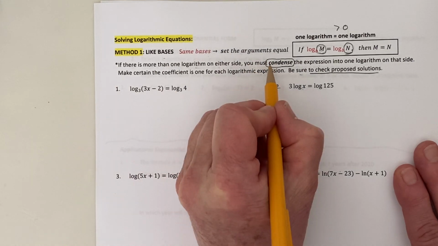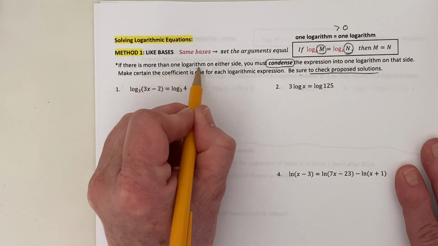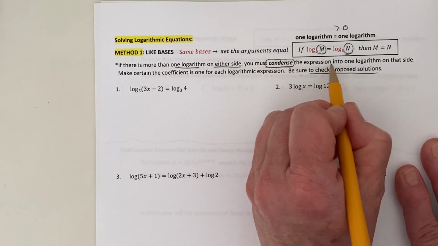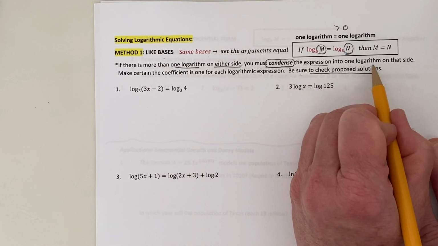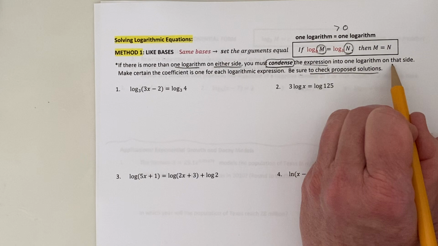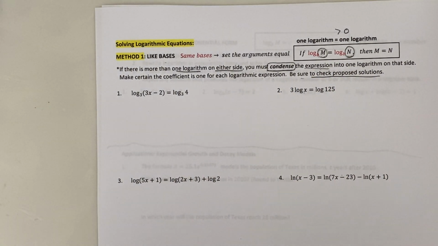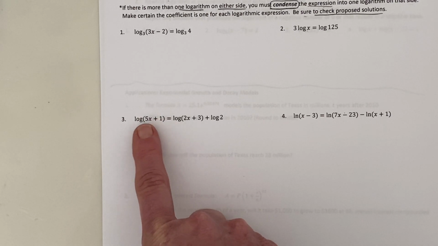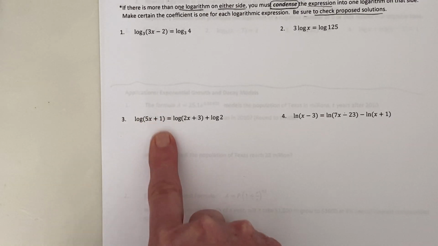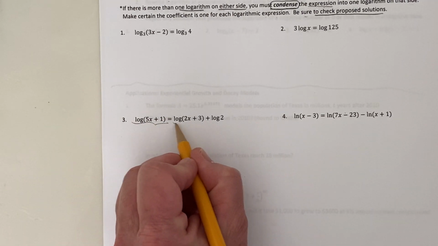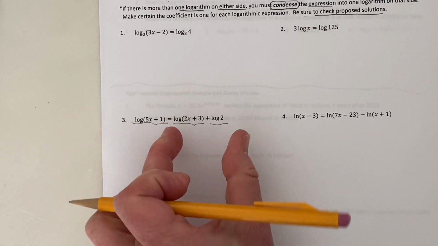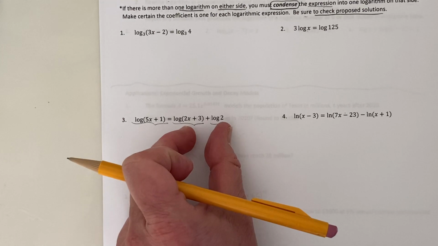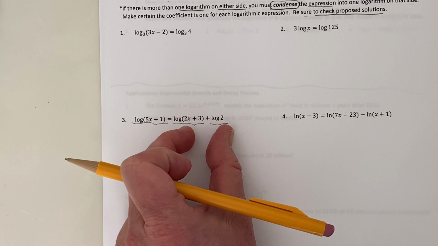Something else that it says in here: if there is more than one logarithm on either side of the equation, you have to collapse or condense that side of the equation into one log, meaning we're going to have to use properties there. So which of these problems deal with that situation? Well, look at problem 3. I have one log term here, but over here I have 2 log terms. Before I can proceed with this strategy, I'm going to have to combine these log terms into one log term.